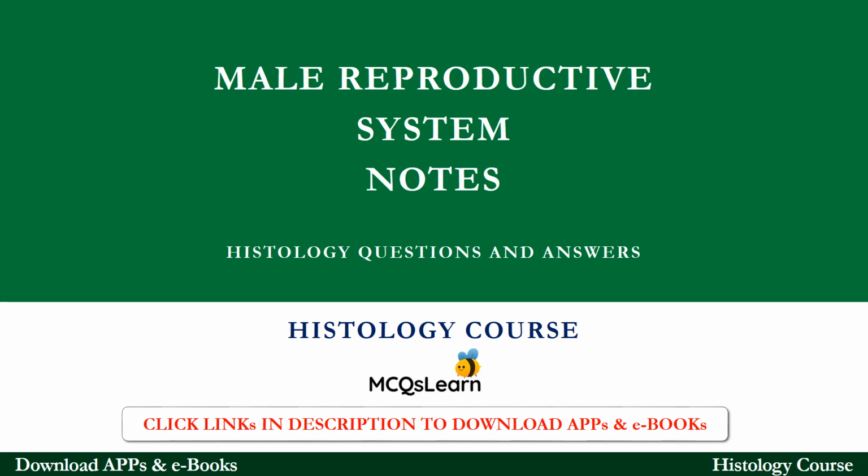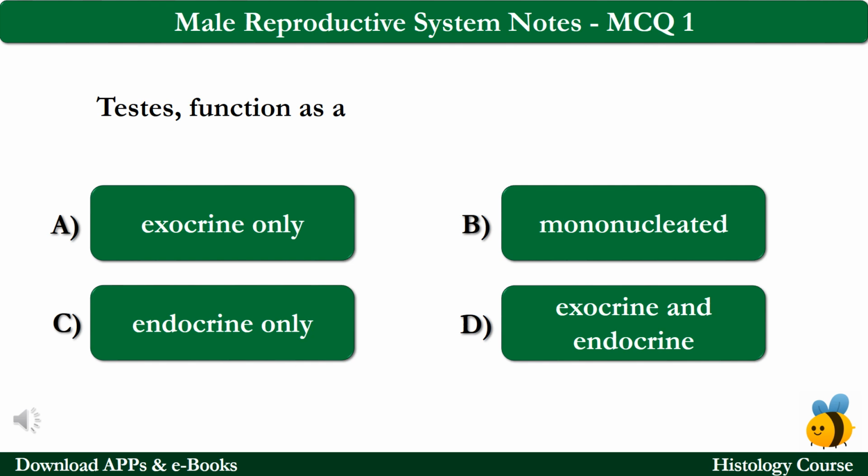Now we start our learning session from Male Reproductive System notes with MCQ number 1. Testes function as a option A exocrine only, option B mononucleated, option C endocrine only, and option D exocrine and endocrine. The correct answer is option D, which is exocrine and endocrine.